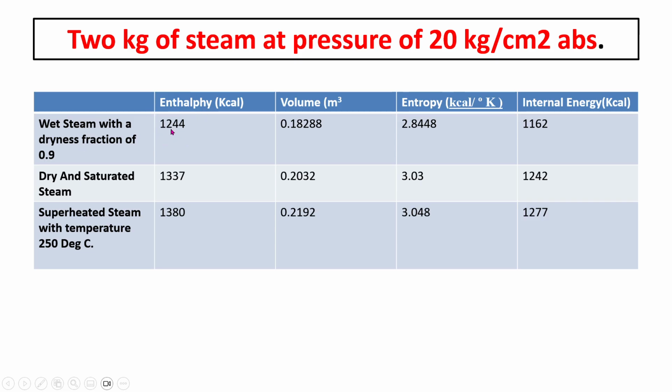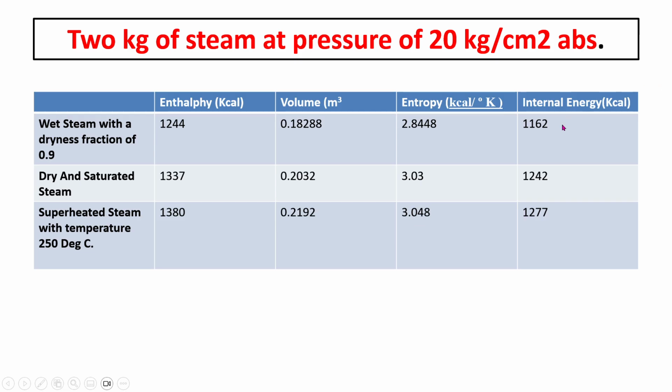So if you see the tabular form, the enthalpy for wet steam is 1244, dry saturated steam is greater at 1337, and superheated steam for 250 degrees centigrade is further greater than this. Similarly, volume is also, you can see for wet steam it is less, dry saturated steam it is slightly more, and superheated steam it is still more.